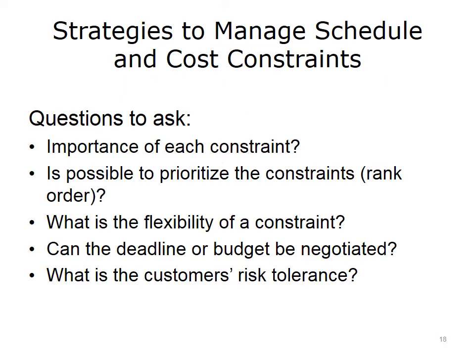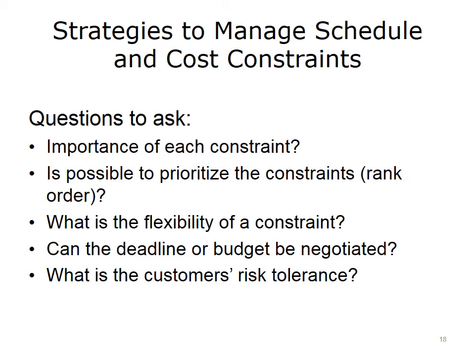Prior to developing a schedule, determining the budget, or making procurement decisions, the project team must examine project constraints. The project manager should assess the impact of constraints prior to developing project management plans. Questions to ask include: are all three aspects of the triple constraint of equal importance? Time, scope, cost. Can the constraints be prioritized? Rank order.